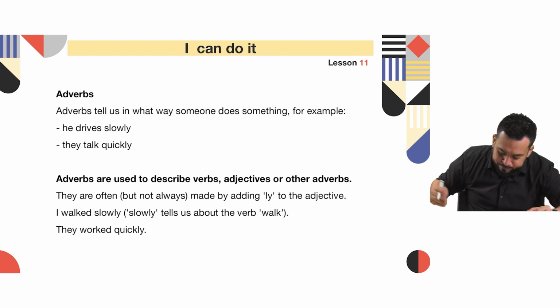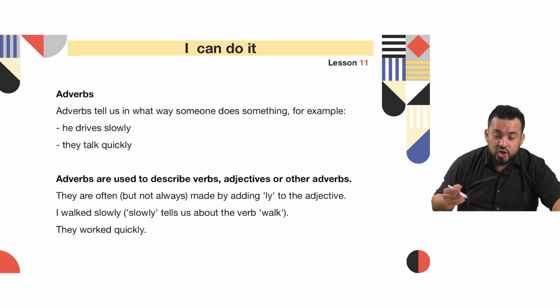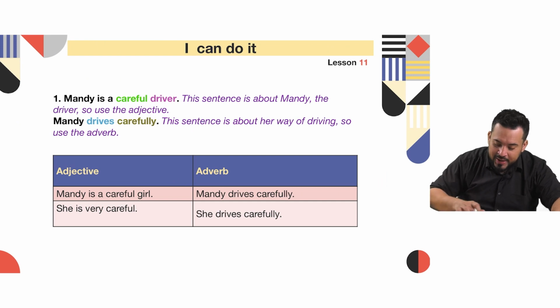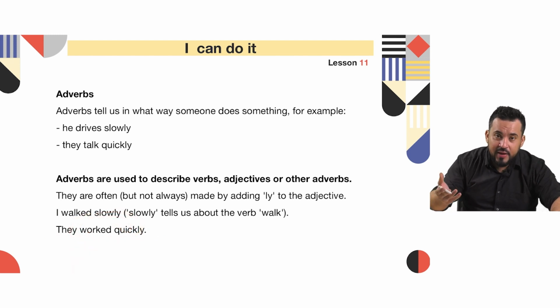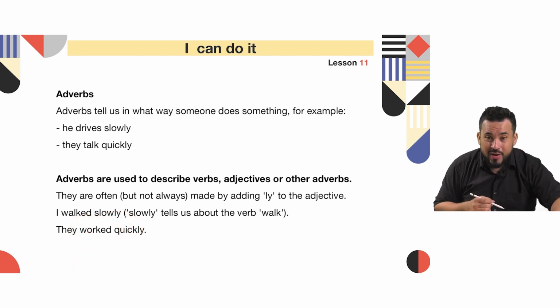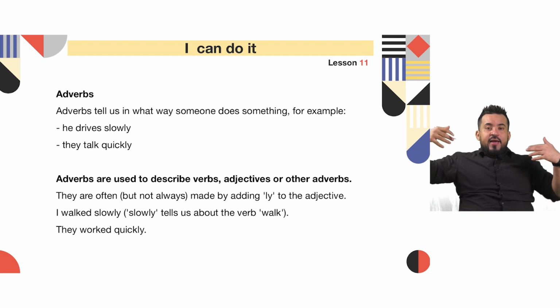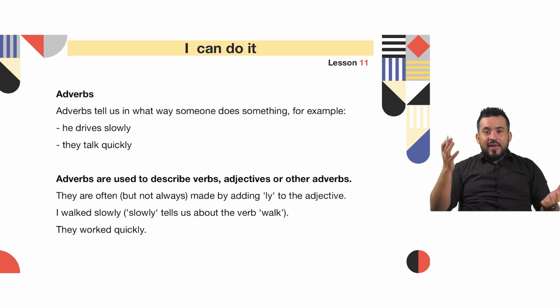Let's take some examples. If I say he drives slowly, drives is a verb. So that means slowly is an adverb. They talk quickly. Talk is a verb. That means quickly is an adverb. Let's take a look at they worked quickly. Worked is a verb. That means quickly is an adverb. Now, if this is to describe verbs, like he swims well. Well is an adverb.